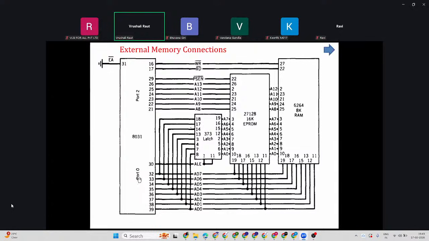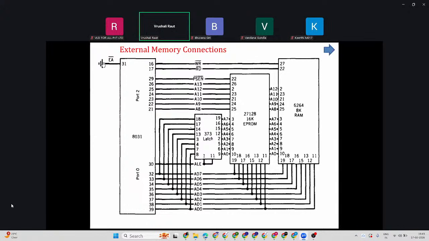That is how we are accessing external memory. What plays the important role in the external memory connection? PSEN bar, ALE, and one more, EA bar. What have we connected to EA bar? To ground, right? PSEN bar goes to this program memory.